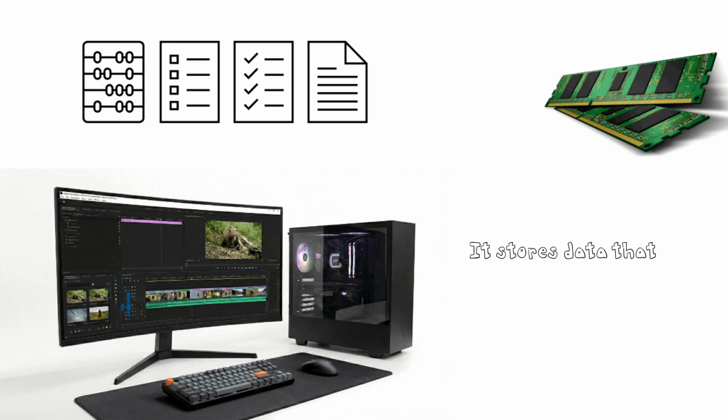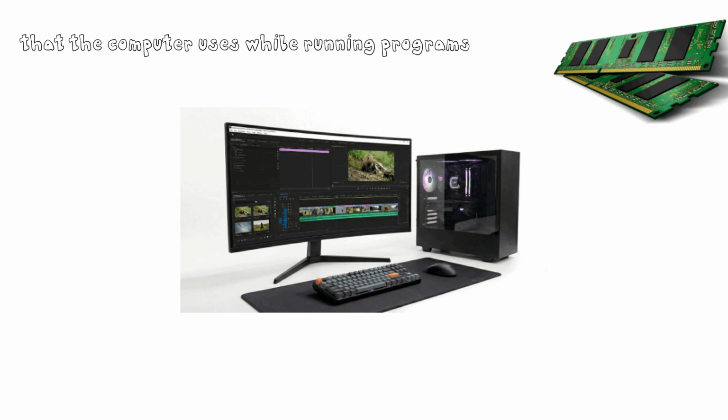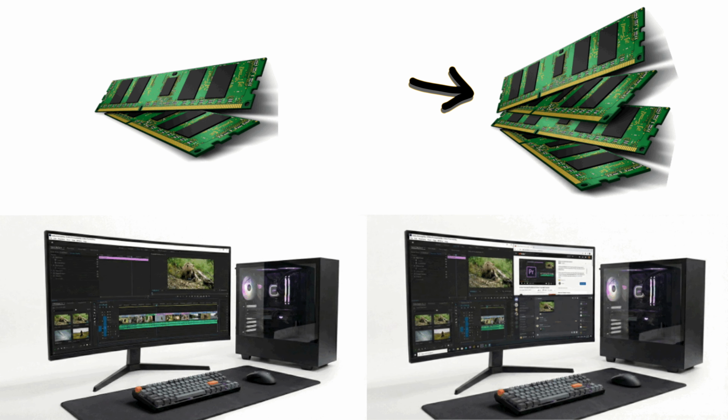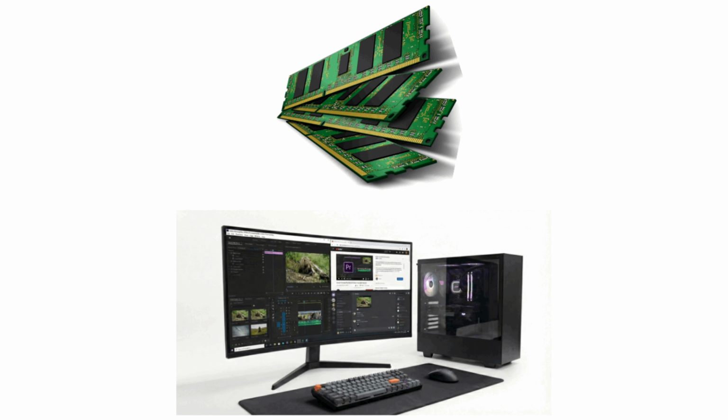RAM. RAM is temporary memory. It stores data that the computer needs right now, that the computer uses while running programs. The more RAM a computer has, the more programs it can run at the same time, and the faster it can work. RAM improves multitasking and overall performance.